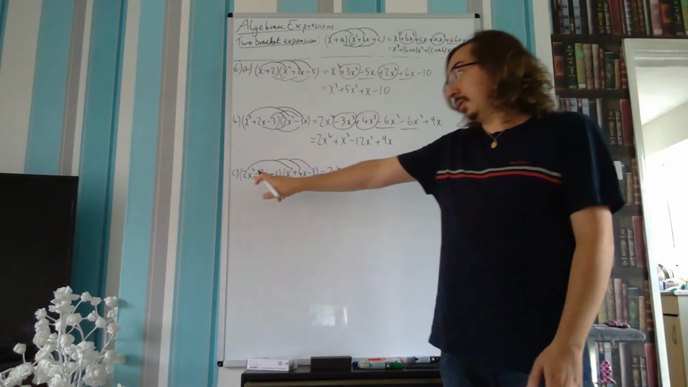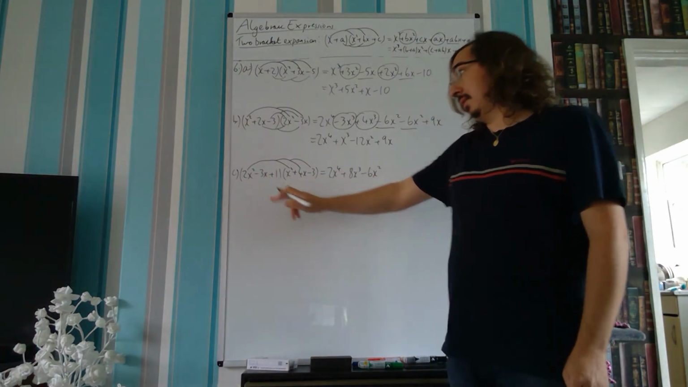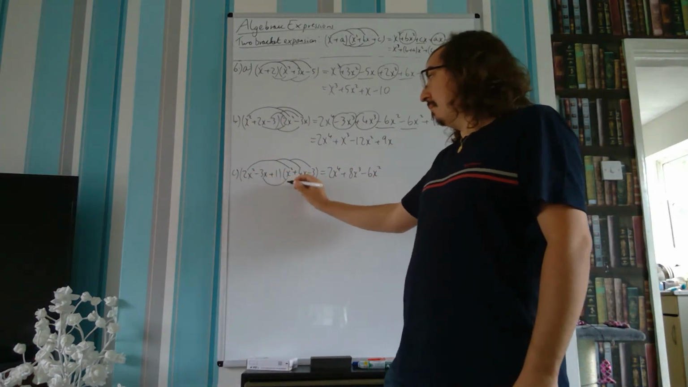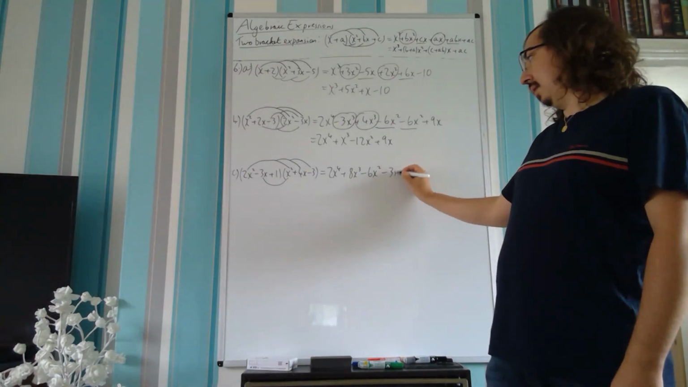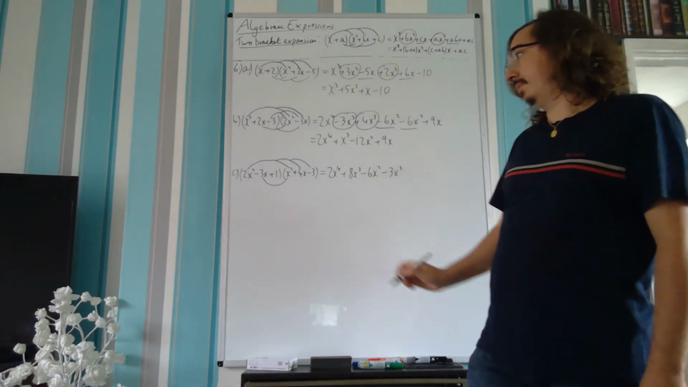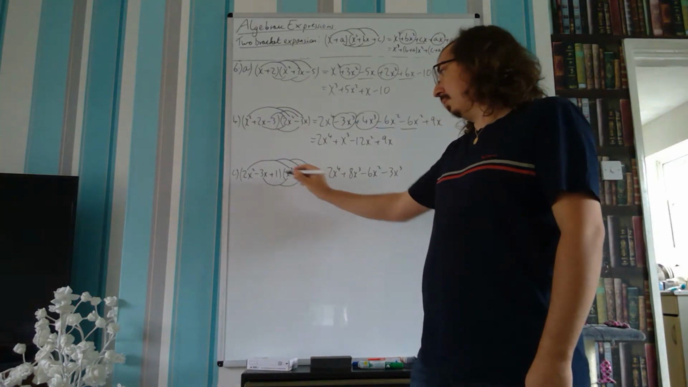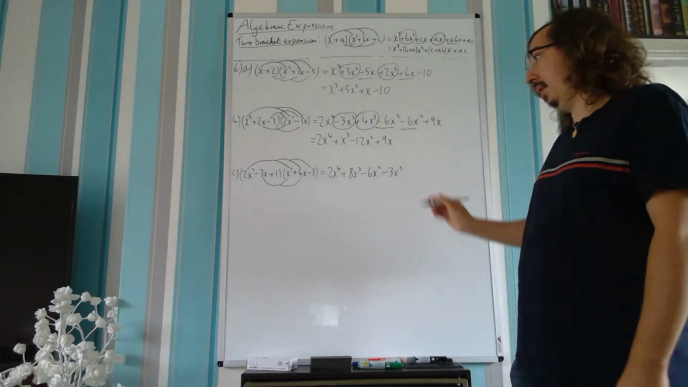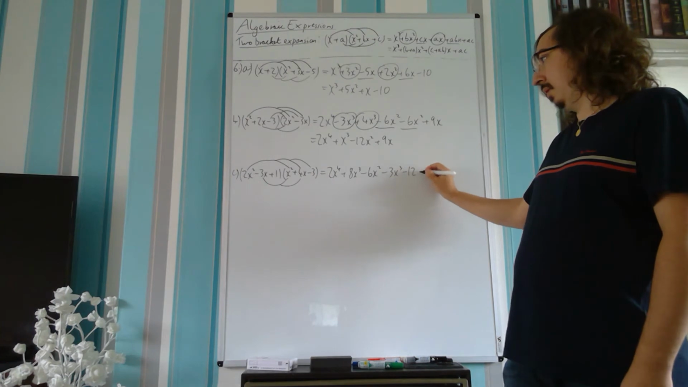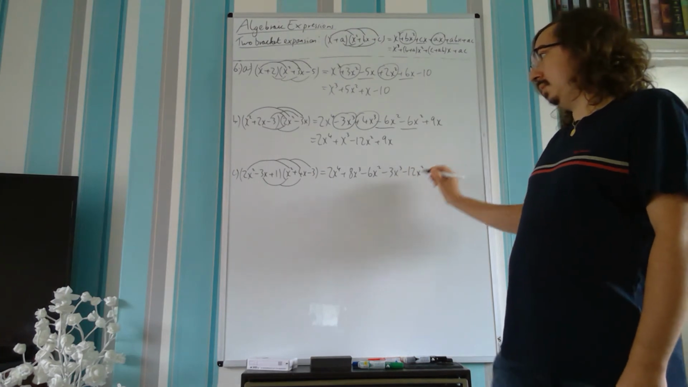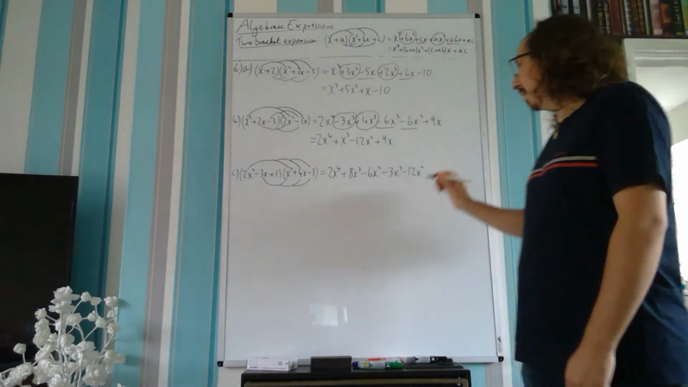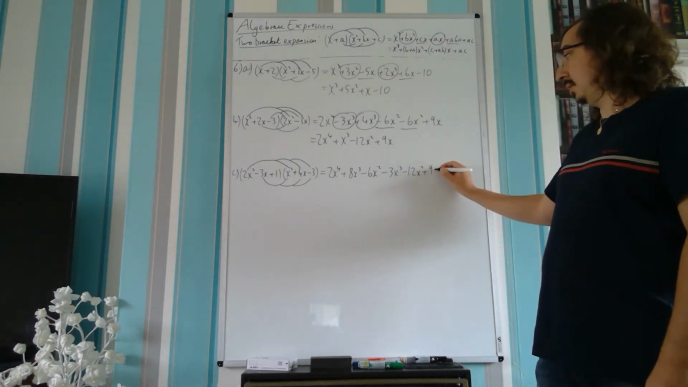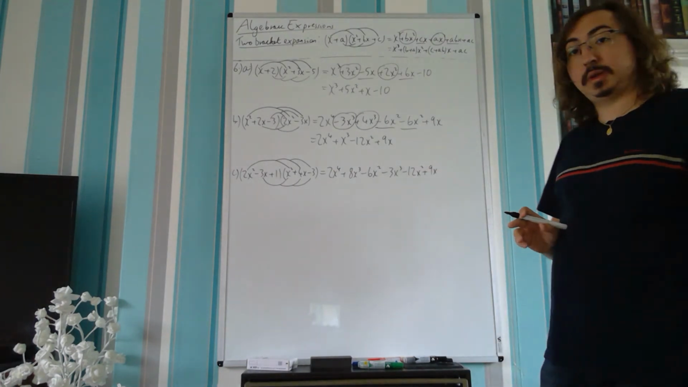So we've dealt with the first term. Then we move to the second term. Minus 3x times x squared is minus 3x cubed. Minus 3x times plus 4x is minus 12x squared. Minus 3x times minus 3 plus 9x, taking the minuses into account.